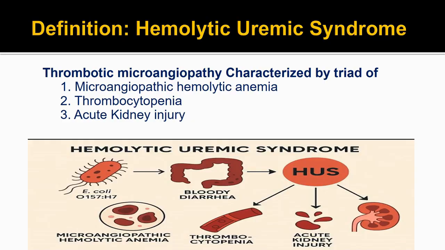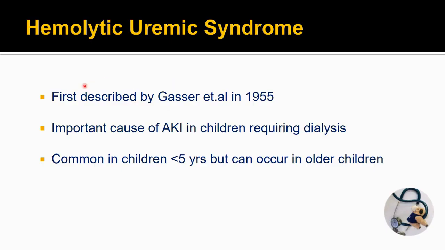So to define, hemolytic uremic syndrome is a thrombotic microangiopathy which is characterized by a triad of: 1. Microangiopathic hemolytic anemia, 2. Thrombocytopenia, and 3. Acute kidney injury. This condition was first described by Gasser et al. in 1955. And this is one of the very important causes of AKI in children which requires dialysis. Among the intrinsic causes of AKI in children, this is the most common.